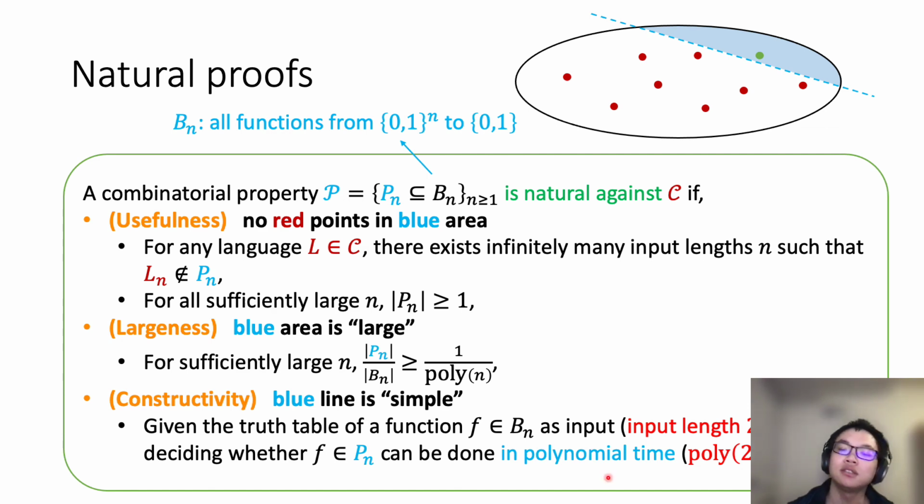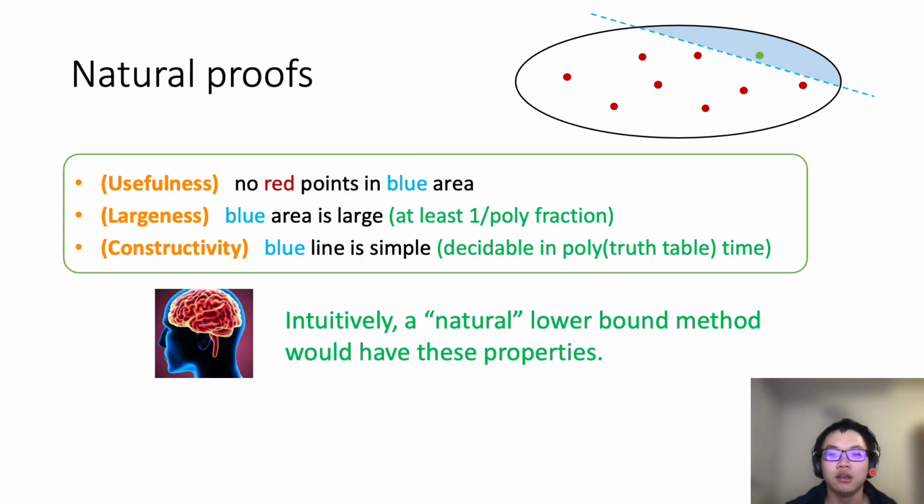So this is the formal definition of natural proofs. If you can't remember the formal definition, it is completely okay. You just remember that by largeness, we mean the blue area covers at least a 1 over poly fraction of the whole space, and by constructivity, we mean that deciding whether a function is in the blue area can be done in poly of the length of the truth table time.